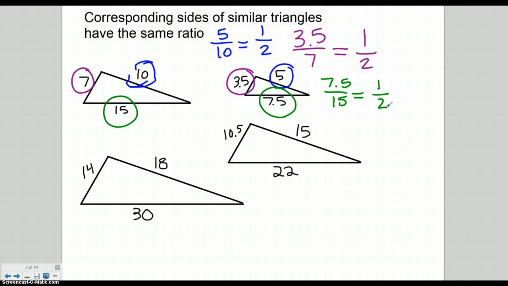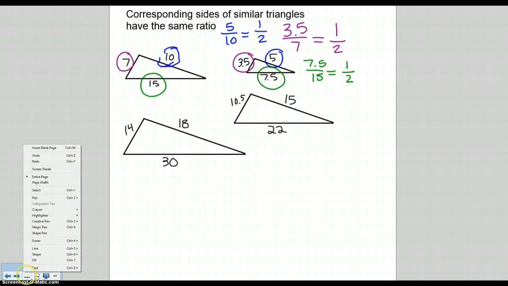So those two triangles are in fact similar because they have the same ratio of sides. All three sides correspond to the second triangle's sides, and they all form the same ratio. Let's look at these other two triangles. So looking at those, similar shapes.